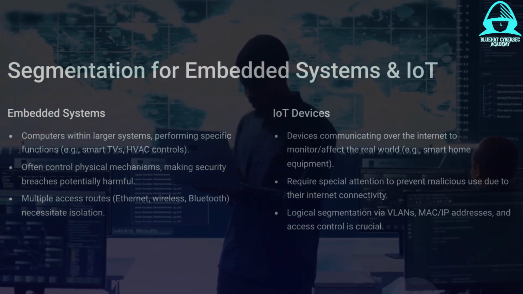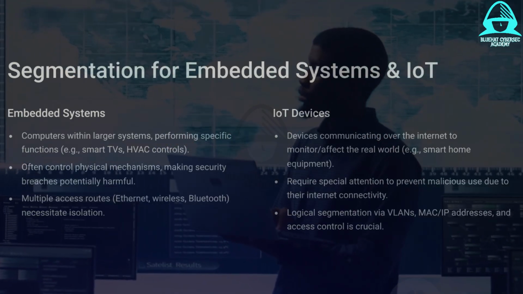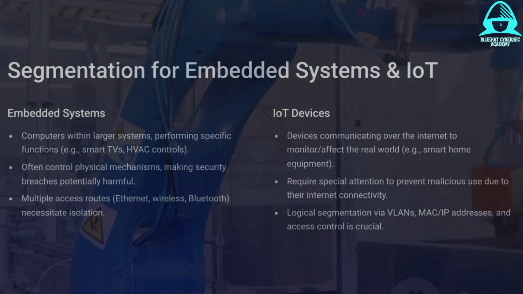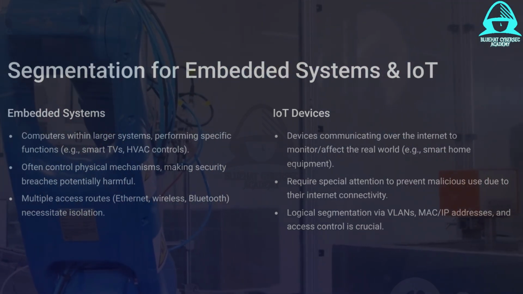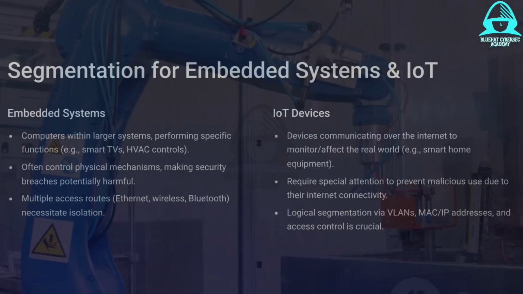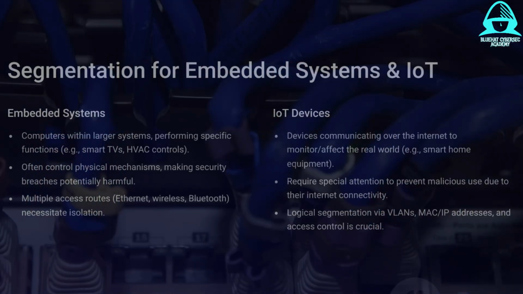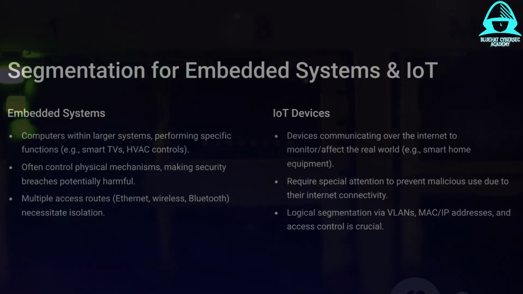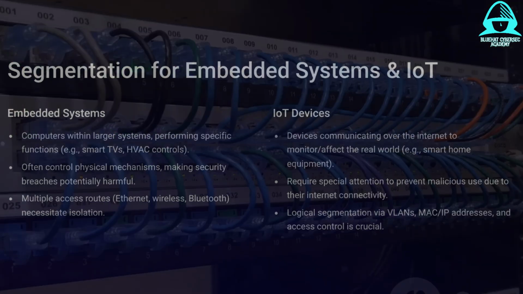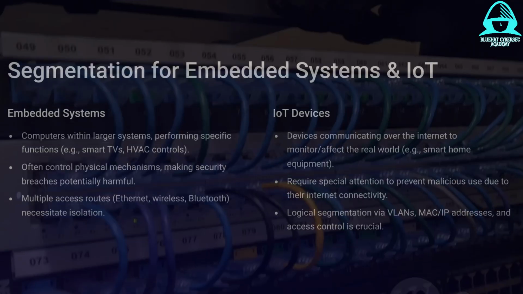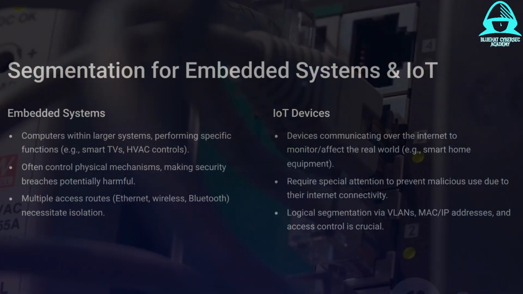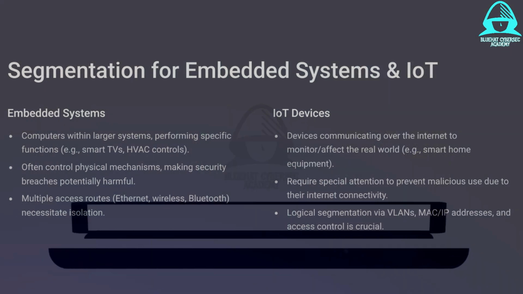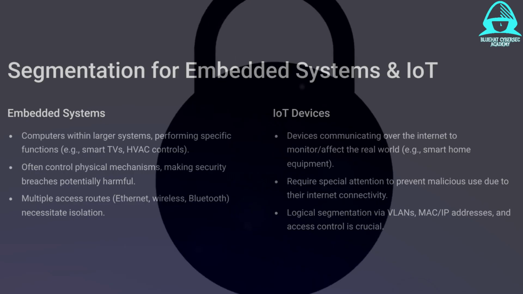Embedded systems and network-enabled devices communicating with the Internet require special attention to prevent malicious use. Because embedded systems often control physical mechanisms, a security breach could cause harm to people or property. These devices frequently have multiple access routes, such as Ethernet, wireless, or Bluetooth, so it is important to isolate them from other network devices. Logical network segmentation can be implemented using VLANs, MAC addresses, IP addresses, physical ports, protocol rules, application filtering, routing, and access control management. Proper segmentation ensures that IoT environments remain secure.